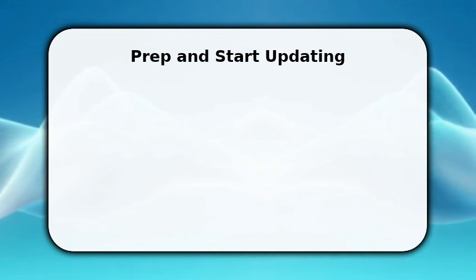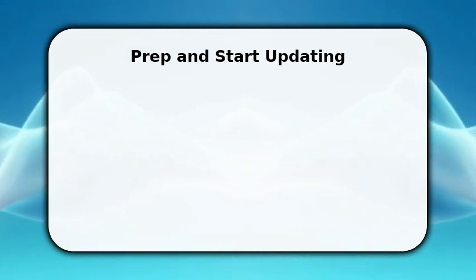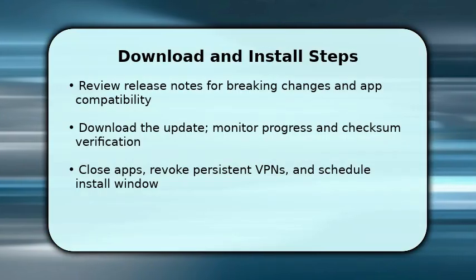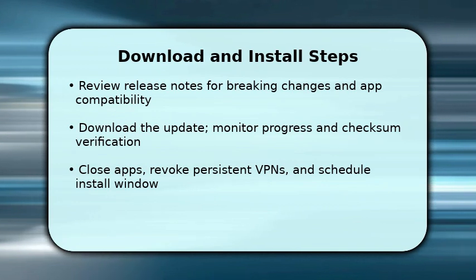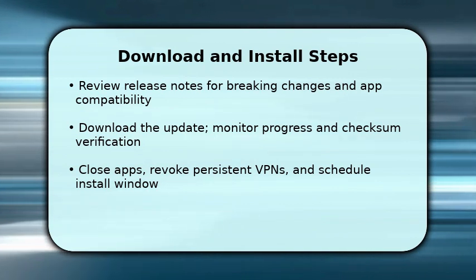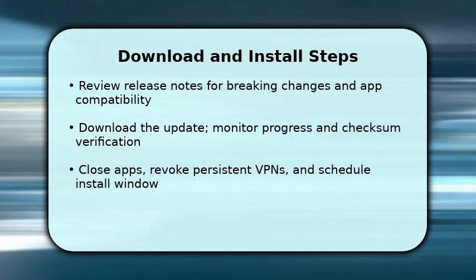You now handle the download and prepare for installation with deliberate care. First, read release notes to spot breaking changes and ensure critical apps are compatible. Once you start the download, watch progress and wait for checksum verification to finish. This guarantees file integrity. Make sure to close non-essential apps and disable persistent VPNs or disk encryptors that block updates.